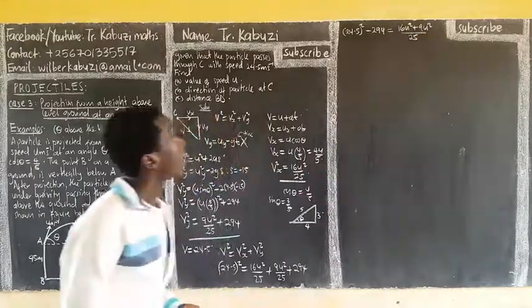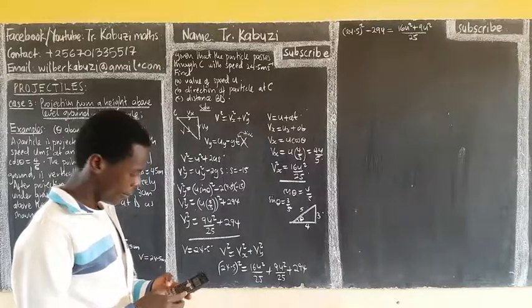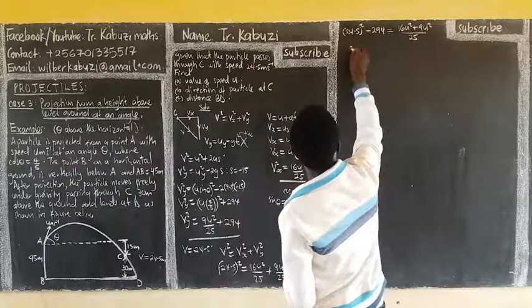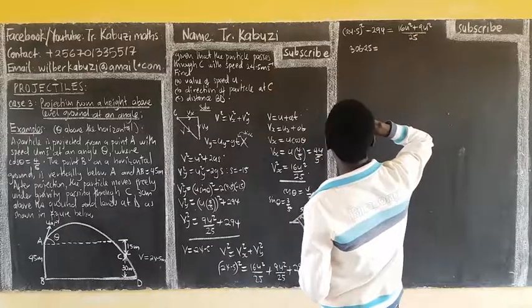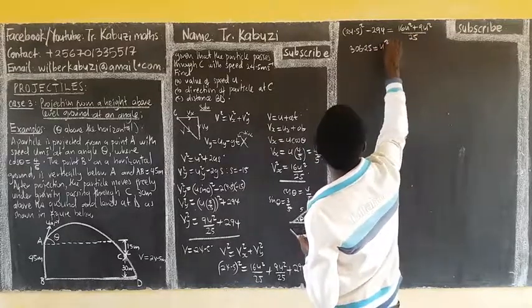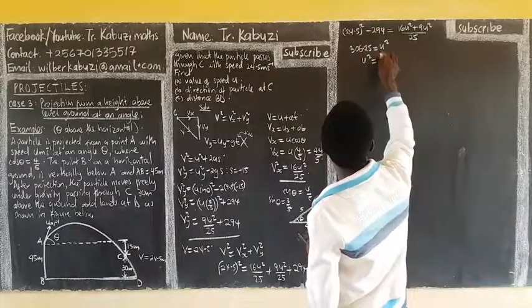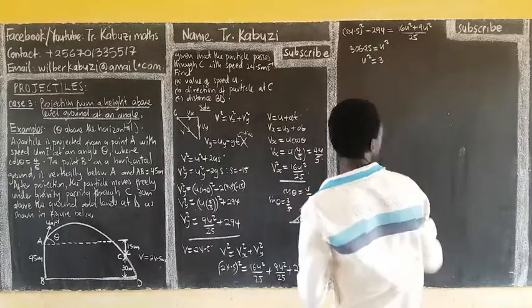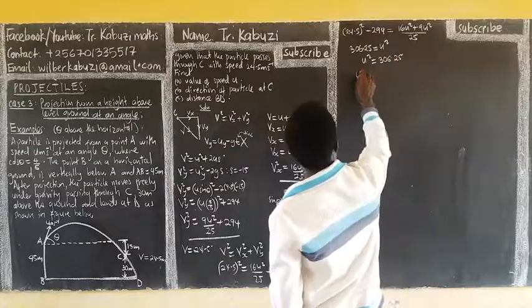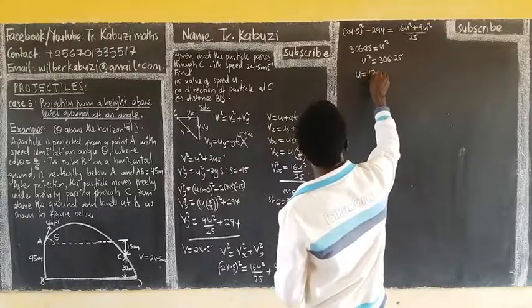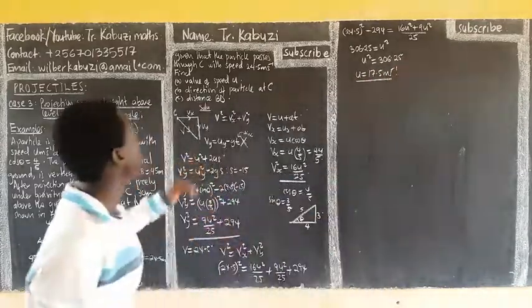The same way. So this one is going to give us 306.25 equal to, 25 divided by 25 will be u squared. So u squared, from there, we shall get u to be 17.5 meters per second. After getting that, now we have got our u.